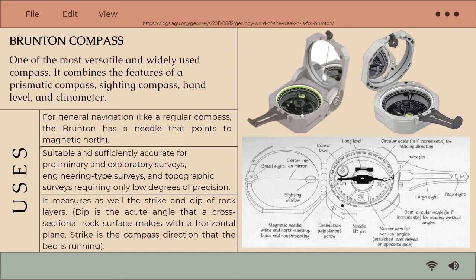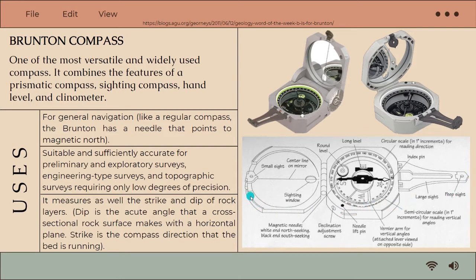As for its uses, it is used for general navigation. Just like any regular compass, it has a needle that points to magnetic north. It is suitable and sufficiently accurate for preliminary and exploratory surveys, engineering type surveys, and topographic surveys requiring only low degrees of precision. It also measures the strike and dip of rock layers. Dip is the acute angle that the cross-sectional rock surface makes with the horizontal plane. Strike is the compass direction that the bed is running.